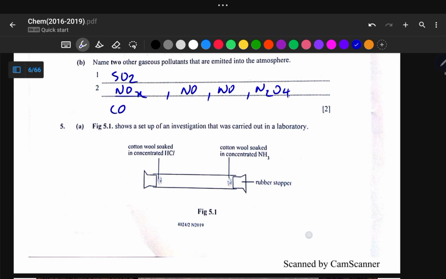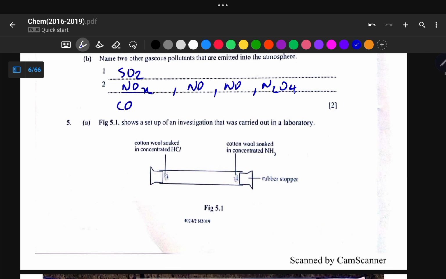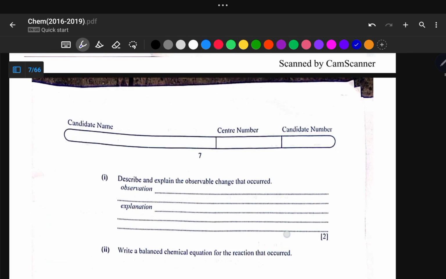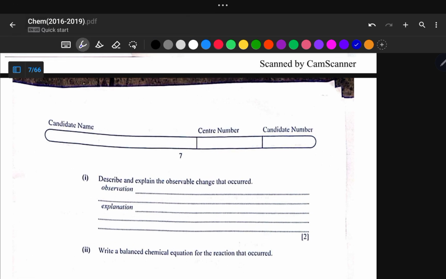So number 5 says Fig 15.1 shows a setup of an investigation that was carried out in a laboratory, right? So we've got cotton wool soaked in concentrated hydrochloric acid, and then cotton wool soaked in concentrated ammonia, and then the rubber stopper. So the first question says describe and explain the observable changes that occurred.